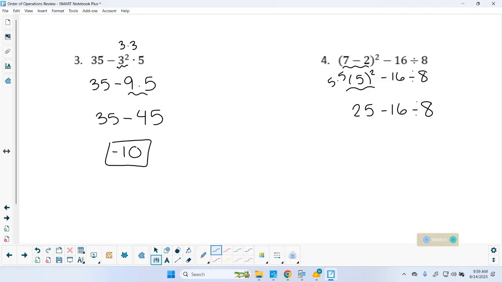Now we have subtraction and division, so we are going to go ahead and divide. We have the 25, we still have our subtraction. 16 divided by 8 is 2, and now we can subtract. 25 minus 2 is 23.